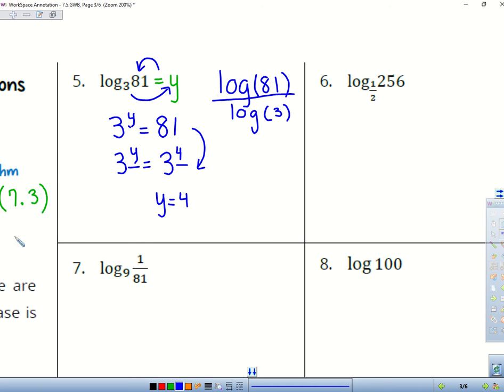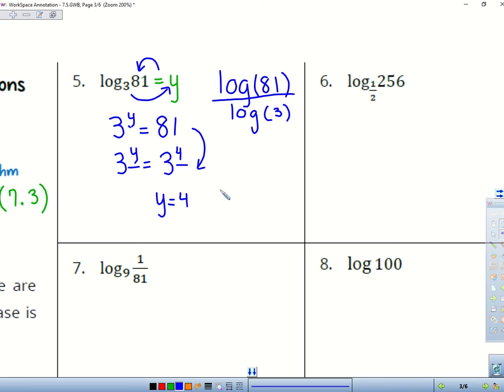So in your calculator, you're going to type in 81, you hit the log button, divided by parenthesis 3 log, close the parenthesis, equals. What did you get? 4. Look at that. See how you can get the answer using the calculator too.